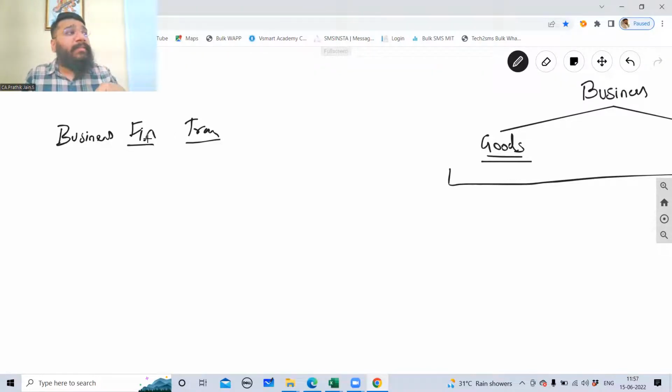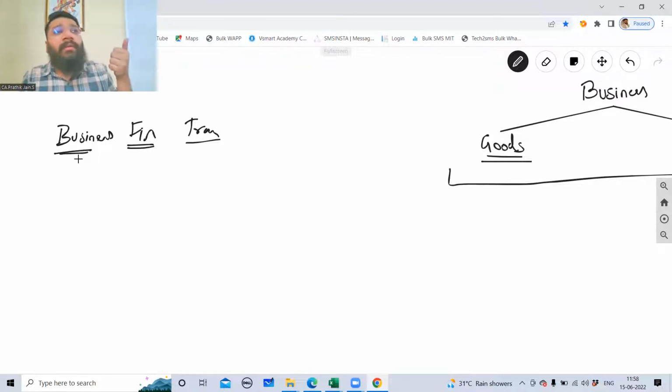Finance means that the transaction should involve money or money's worth. Meaning, if I'm selling a laptop, you should give me money in return. Or if I'm selling a laptop, in return you have to give me a phone. Goods for goods exchange, right? Barter system. So something has to be there as a consideration. That is called finance. And this transaction should take place in business.